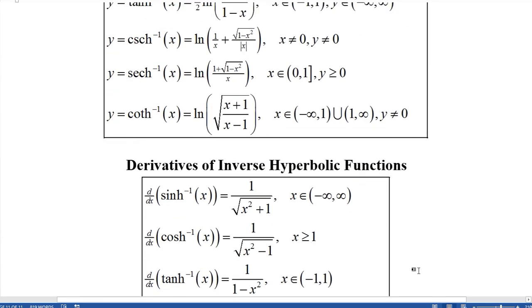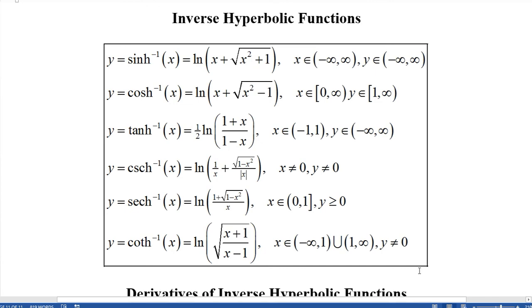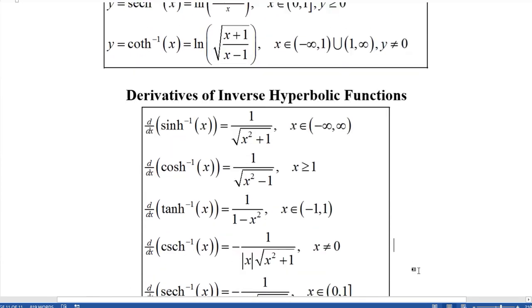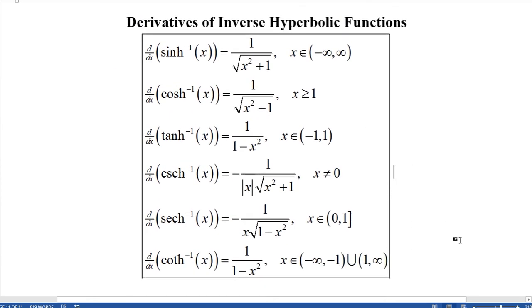So there is an introduction to inverse hyperbolic functions, and we found the derivatives of, well, at least half of them, and then just went over what they were for the other half.